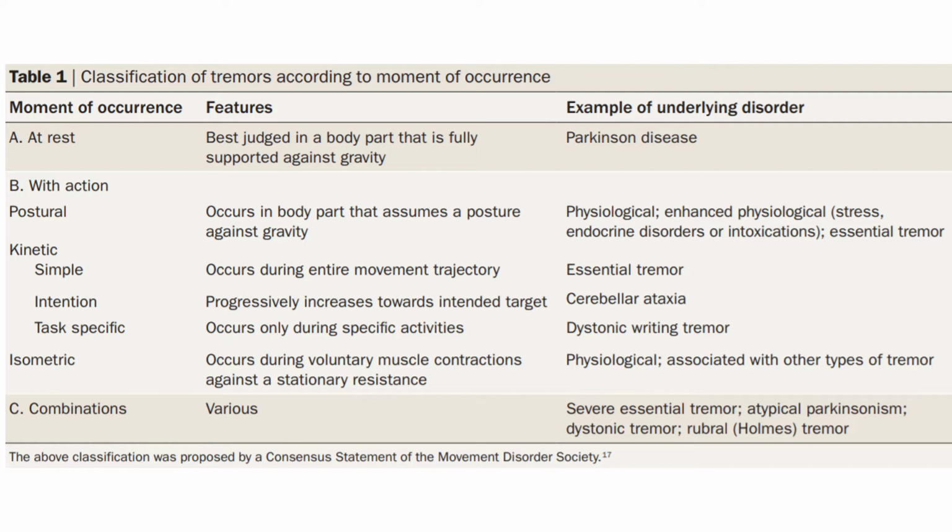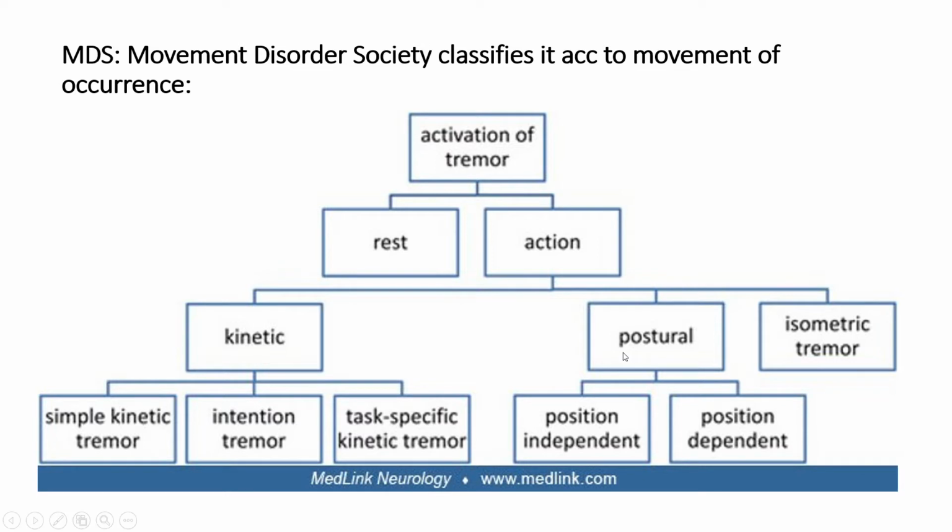Isometric tremors are those which occur during voluntary muscle contractions against a solid stationary resistance. This can also be physiological or associated with other types of tremors. Combinations are basically mixed tremors. For example, patients with Parkinson's disease not only have resting tremor, but also commonly show a postural tremor with higher frequency. Another example is the rubral tremor, also known as the midbrain tremor, which typically has resting, postural, and even intention components.